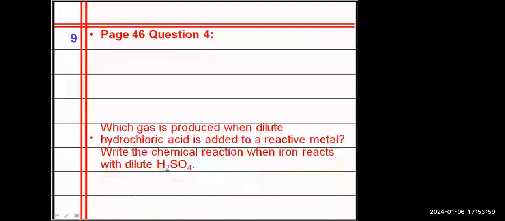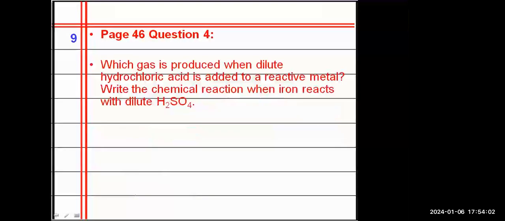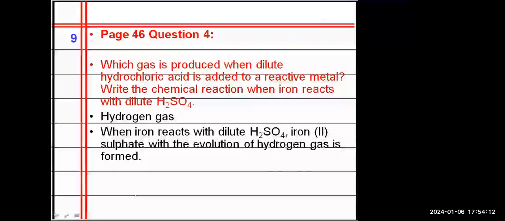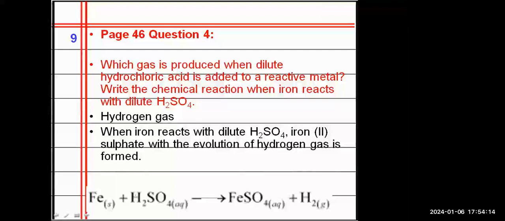Now, the question is, which gas is produced when dilute hydrochloric acid is added to a reactive metal? It is hydrogen gas. Write the chemical reaction when iron reacts with dilute sulfuric acid. So you can write Fe plus H2SO4 gives FeSO4, ferrous sulfate, and hydrogen gas.